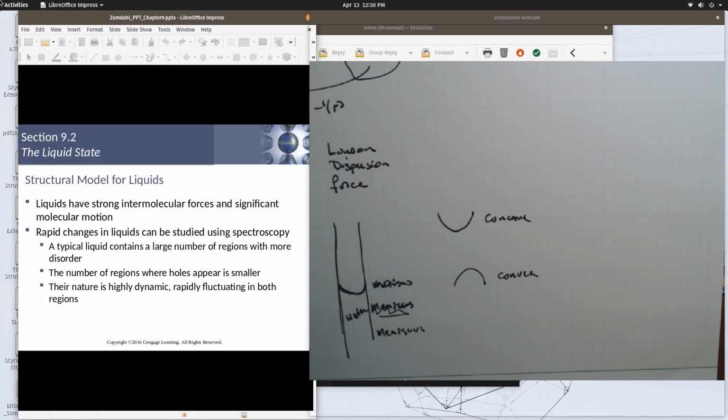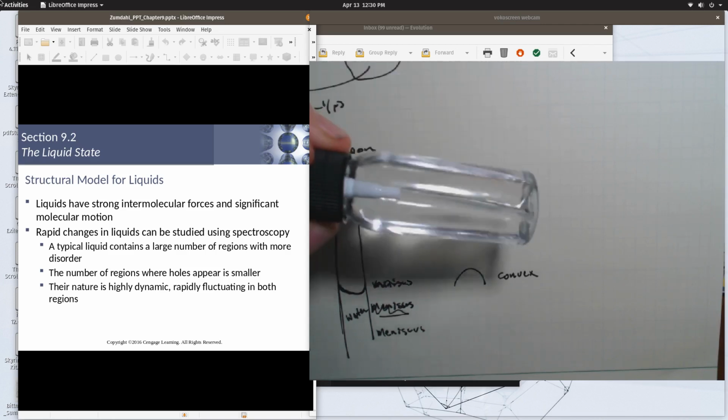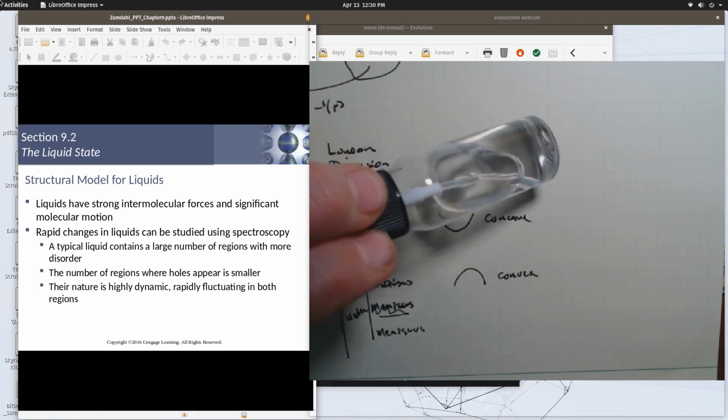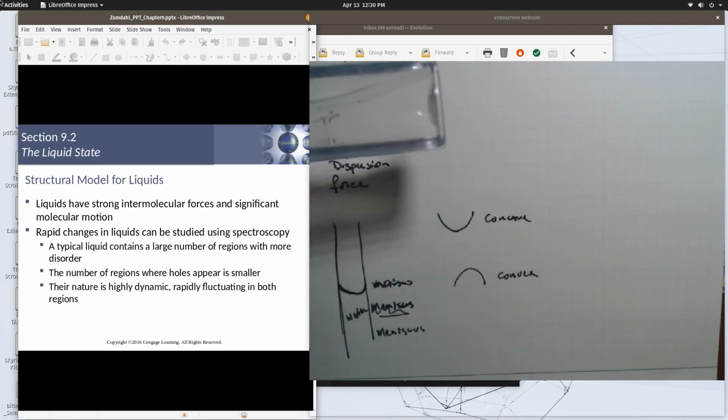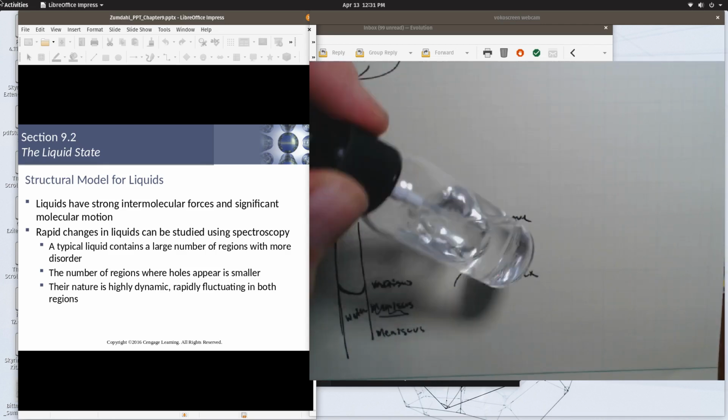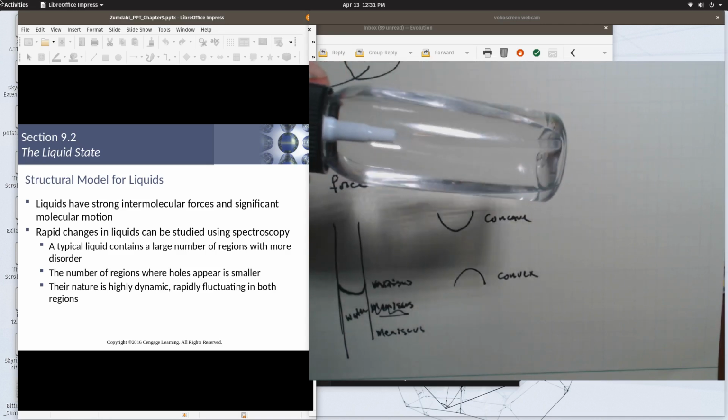Stay safe, maintain your social distancing. This is the cheapest form of hand sanitizer you're going to get. This is just simply 100% ethanol in a little pump bottle. Cost me, I don't know, a dime.